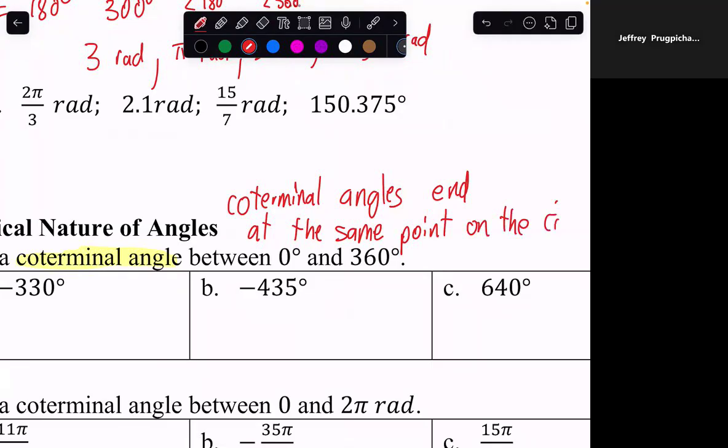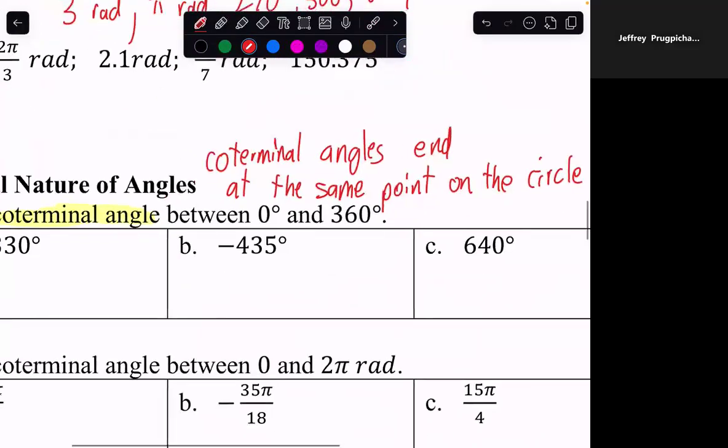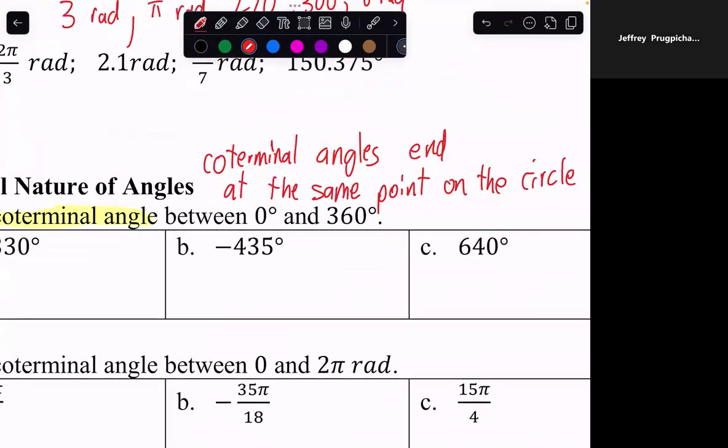Okay, so again, this is not a very mathematically precise definition. I'm just sort of describing it in terms that we can understand at the moment. Angles are coterminal angles if they end at the same point on the circle. A very logical question would be, well, if they end at the same point on the circle, aren't they the same angle? And the answer is no. You can have two different angles that both end at the same point.